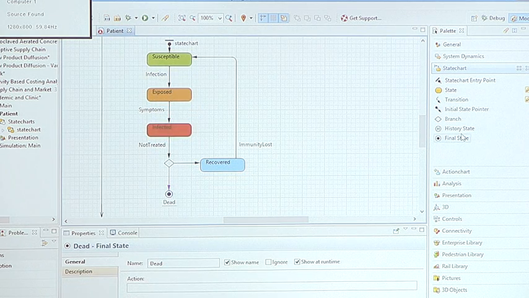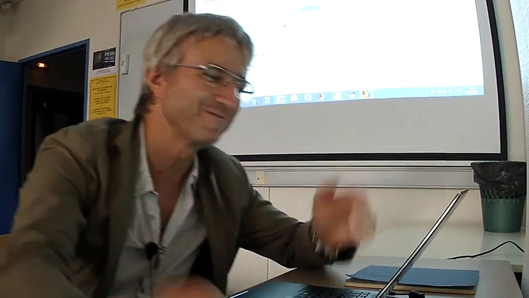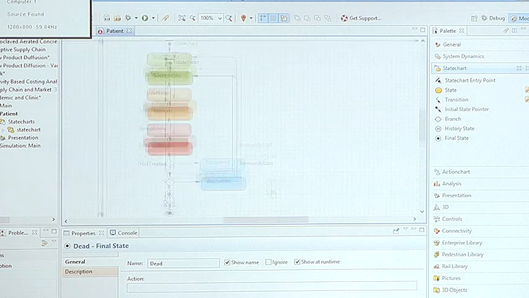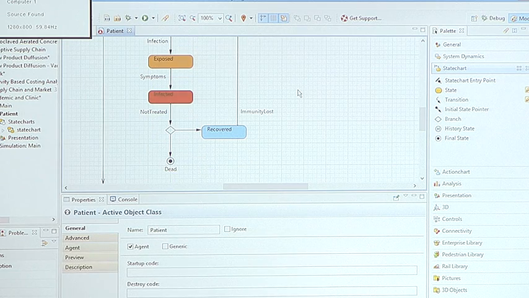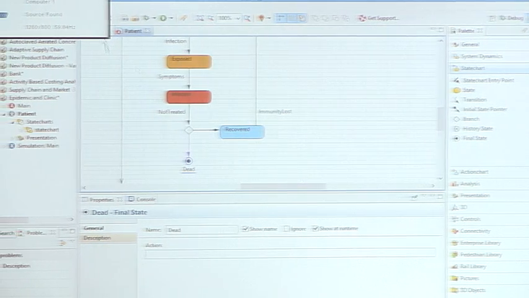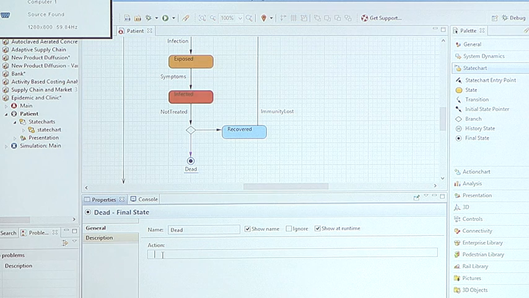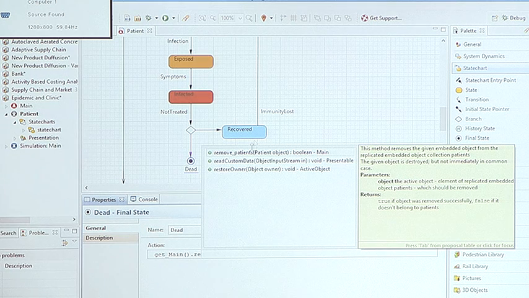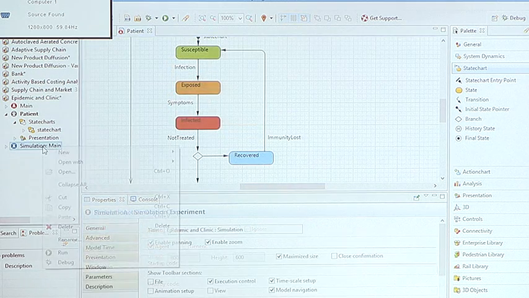Dead. What are we going to do with dead people? We're going to remove them from the model so they do not interfere with people who are still alive. I mean, interfere at least visually. In agent-based modeling tools, you are able to create and destroy agents dynamically. So my agents live here in main. So what I'll do, I'll say main remove patients. This means me. I'm dead. That is it.